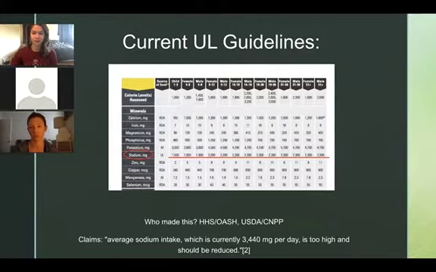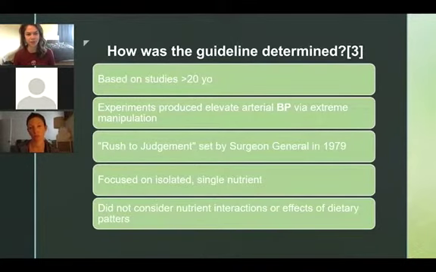Yeah, and so I think what's interesting is how did we come up with that? Like, why is this? How is this guideline determined? You all agree that it stemmed out of finding a nutrient to villainize for cardiovascular disease. That was kind of the reasoning behind it.